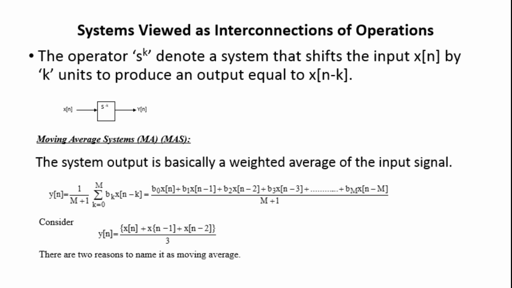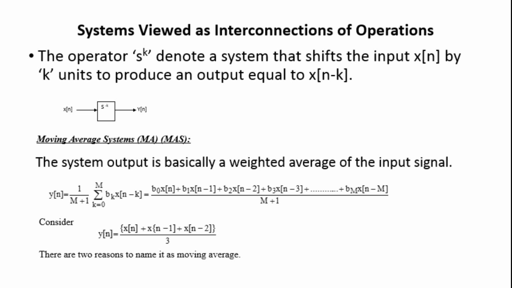Next we have moving average systems, or MAS. The system output is basically a weighted average of the input signal. Then y of n is equal to 1 by M plus 1 summation k is equal to 0 to M, d_k into x of n minus k, which is expanded as d0 into x of n plus d1 into x of n minus 1 plus d2 into x of n minus 2 plus d3 into x of n minus 3 and so on, up to d_M into x of n minus M, divided by M plus 1.